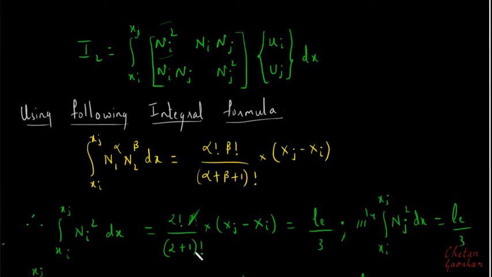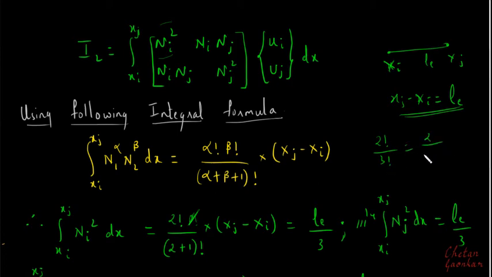So this is 2 factorial divided by 3 factorial multiplied by this term xj minus xi. So xj minus xi is nothing but the length of the element le, because if we have an element here of coordinates xi and xj, then xj minus xi will be nothing but the length of this element le. So I will write this term as le, and 2 factorial divided by 3 factorial will be nothing but 2 divided by 3 into 2 into 1, which will give me this 2 and this 2 will go, which will give me 1 by 3. So this term becomes le by 3.